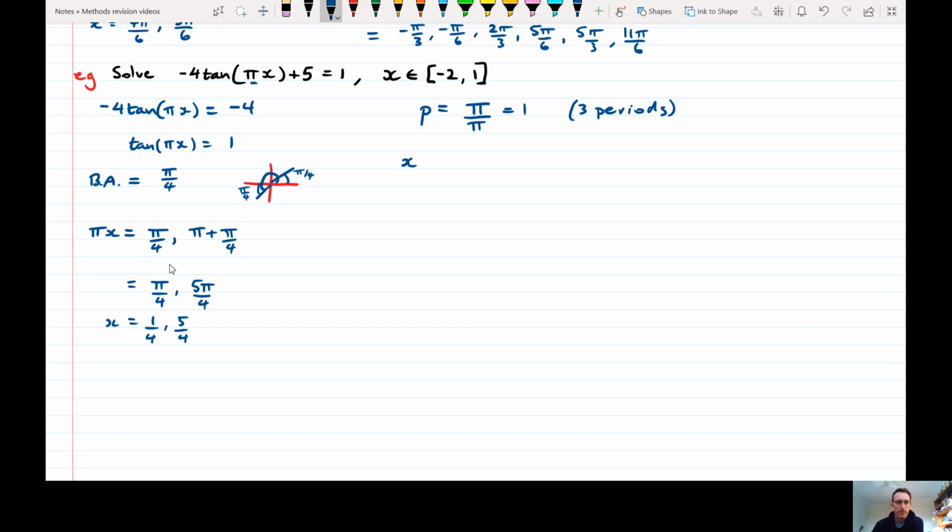So we now have the values x equals 1/4, but this 5/4 looks too big. Let's have a look up here. The domain, negative 2 is the same as negative 8 over 4, and 1 is the same as 4 over 4. So this 5 over 4 is too big. That's a problem. We don't want that, do we? So 1/4. Now if I add a period, if I add 1/4 plus 1, I get back to the 5/4. So I don't want to be adding anything in this case.